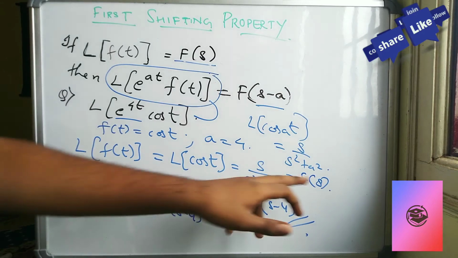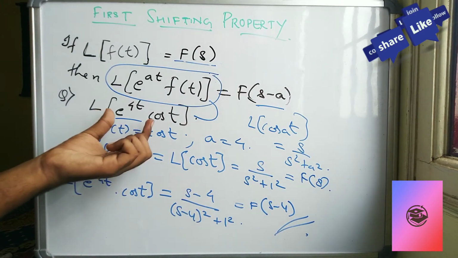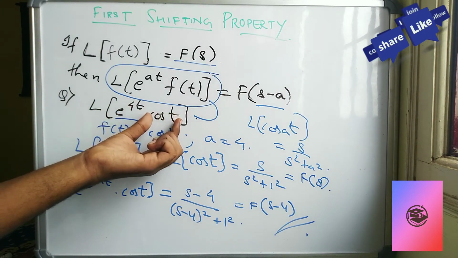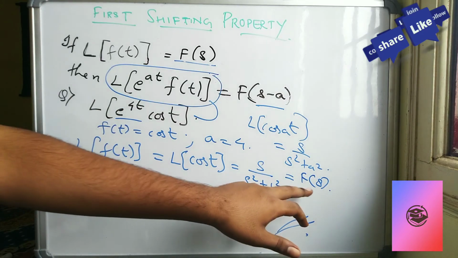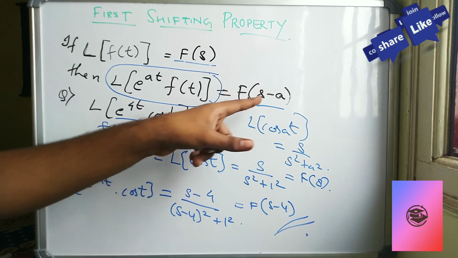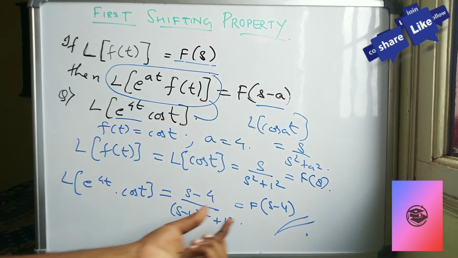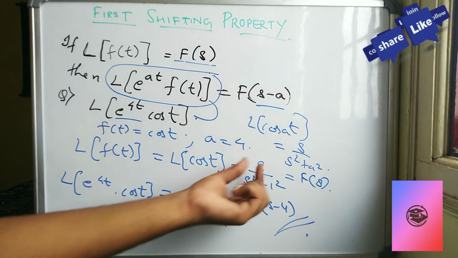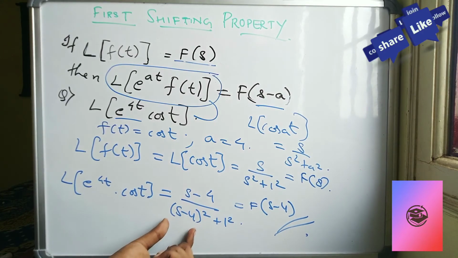Now f of s we got. Now in order to find the Laplace transform of e power 4t cos t, what I have done is that in place of s, I have placed s minus a. Here a is 4. So s minus 4 you have to place in place of s. So that is the required answer. This is based on the first shifting property.